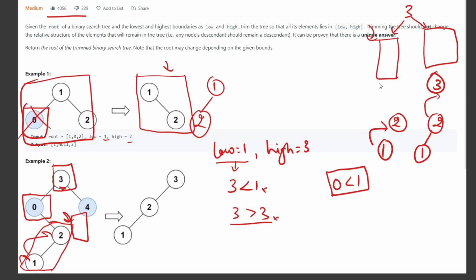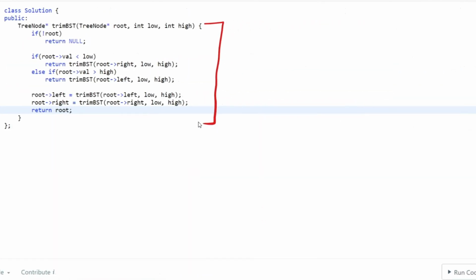So let's see the code and have a try run there also. So this is our solution. If a root is null, then we are going to return null. If its value is lower than low, that means we are not going to see its left subtree. We are interested in the right subtree only. If its value is higher than high, that means we are not interested in the right subtree. We only need the left subtree.